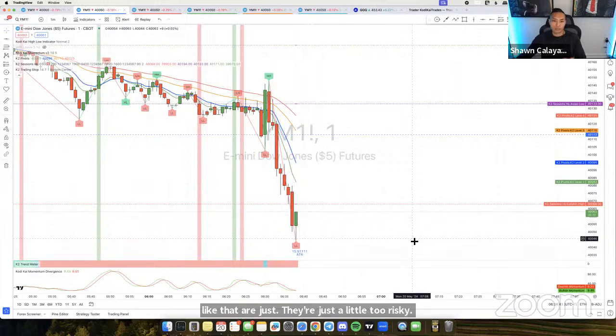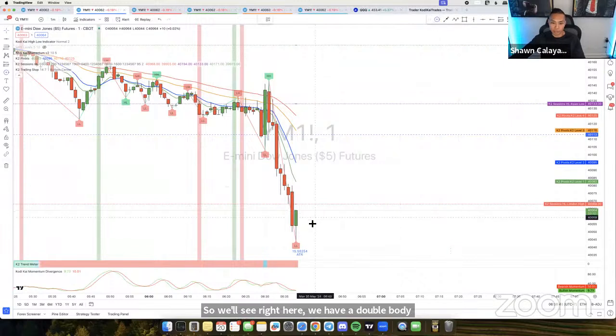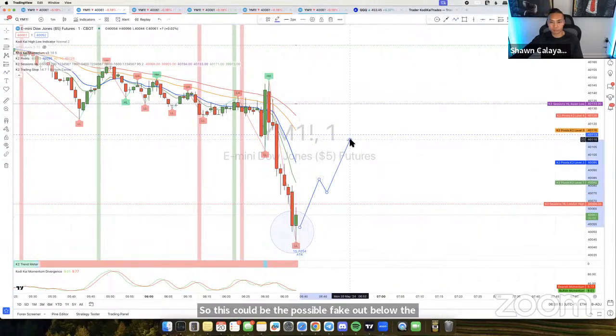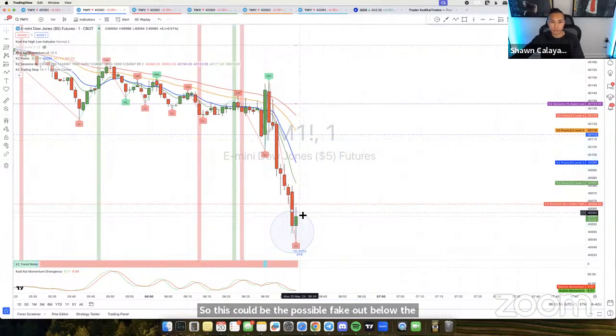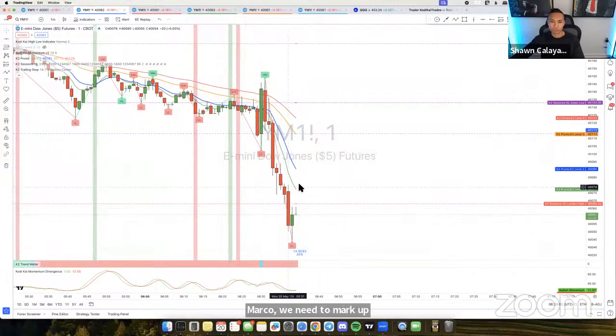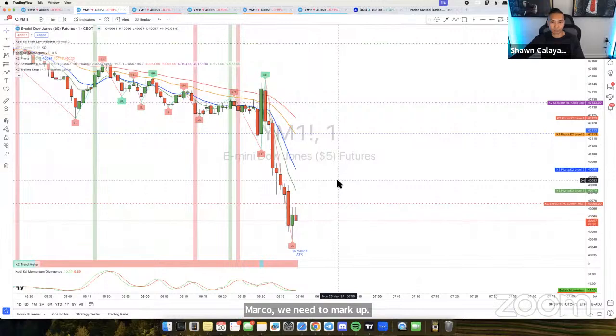So we'll see right here, we have a double body rejection. This is a reversal pattern that we look for here off the lower low. So this could be the possible fake out below the sessions and a pull back into the range here. But we'll see. And once we have that confirmation, we can go ahead and mark up what we need to mark up. Right now, we're just going to sit tight and wait for some more confirmations here.